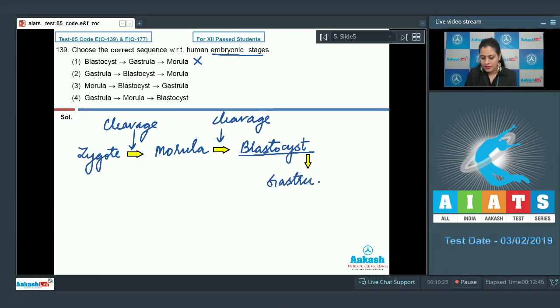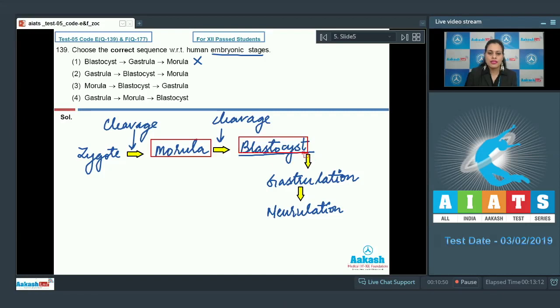And this stage is followed by gastrulation, which is further followed by neurulation. So the correct sequence would be formation of morula, then blastocyst, and then gastrula during gastrulation. So the correct answer to this question is option number 3, that is morula, blastocyst and gastrula. This is the correct answer to our question.